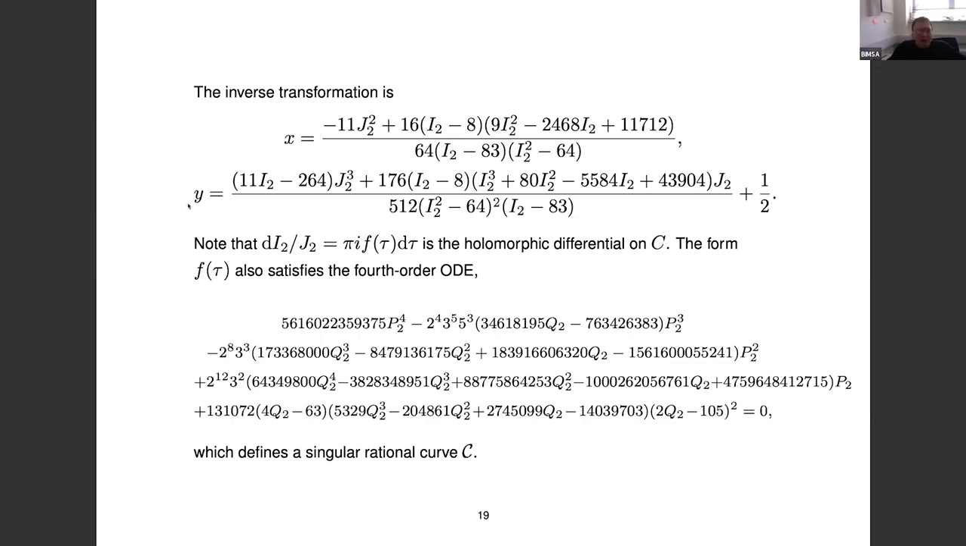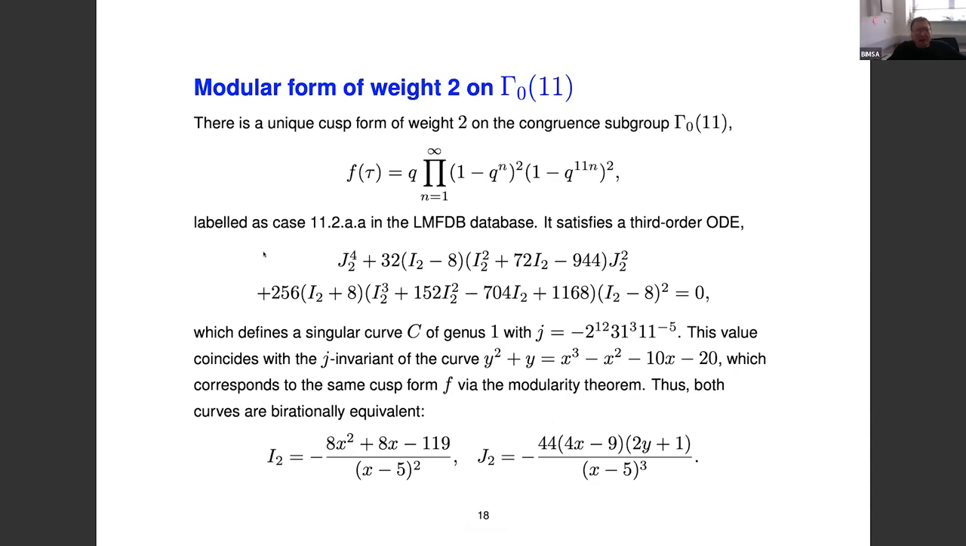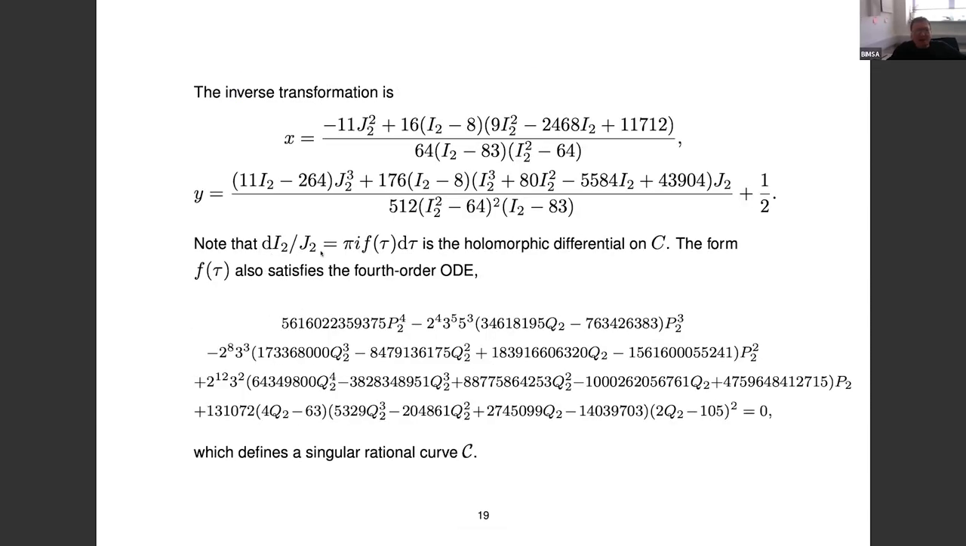Also, you can calculate, let's go back, you can calculate the holomorphic differential on this curve. Again, if you ask Maple, it gives you the answer. It gives you that there is a unique holomorphic differential on this singular curve of genus one. And this holomorphic differential is this, Di2 over J2, right? This is the holomorphic differential.